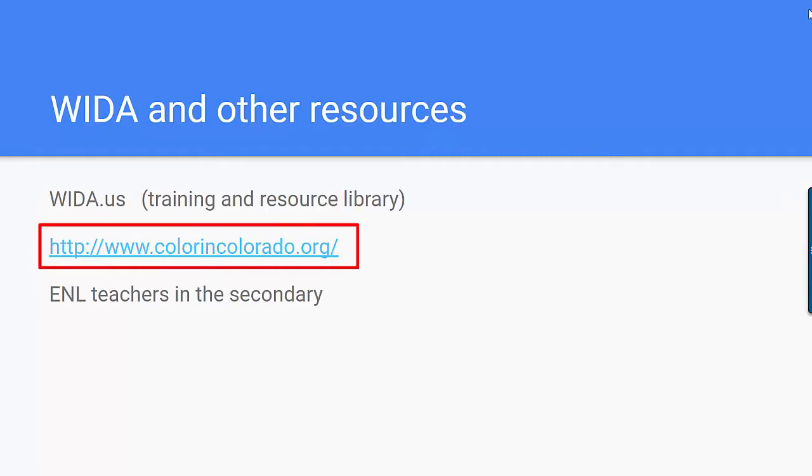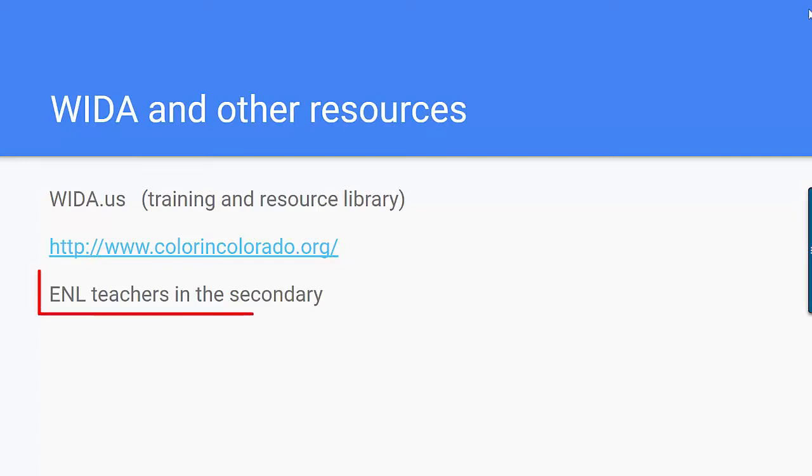Coloring Colorado is another online website that you can find articles about ELs, information about ELs, suggestions of activities for ELs as well. And then finally, you can contact our EL teachers in the secondary buildings. They're happy to help you to make those accommodations.